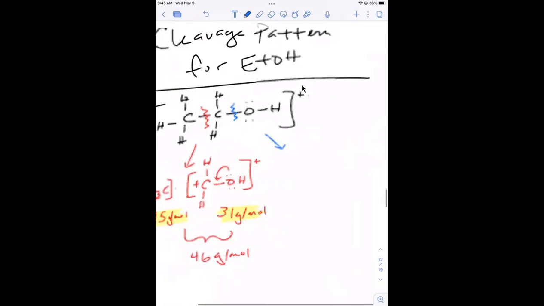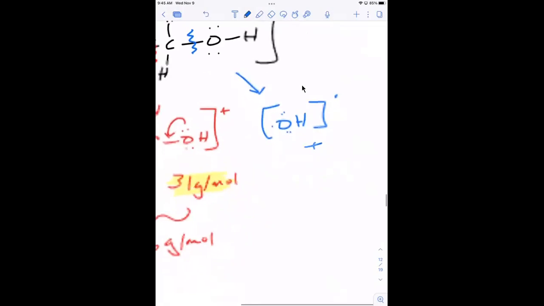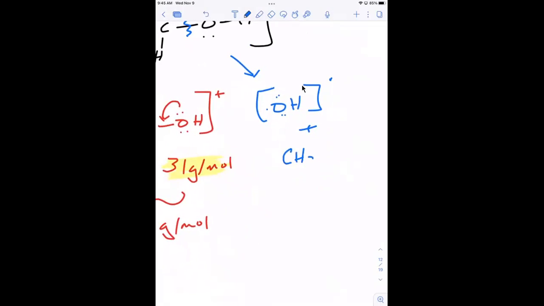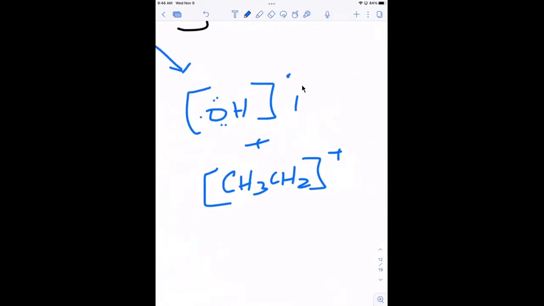What if I cleave here? That's going to also give me two fragments. It's going to give me an OH, which I'll make my radical again. And it's going to give me CH3, CH2, which I'm going to make my cation. It's not a great cation. Probably it's actually pretty bad, but I think it's better to put the plus charge there. All right, so what do we have here? OH is 16, H is 1. So there's 17 grams per mole. What about this piece, if the total has to be 46?